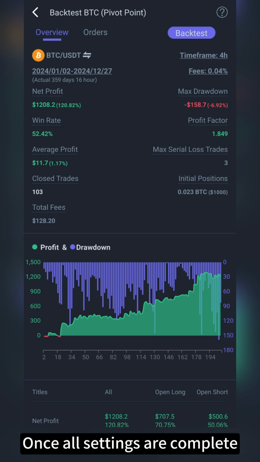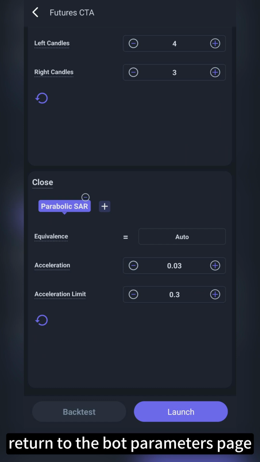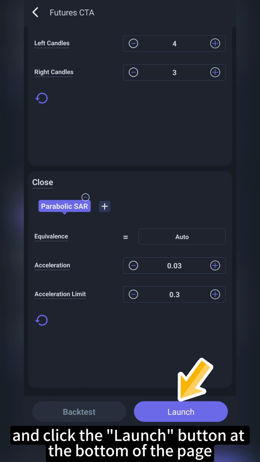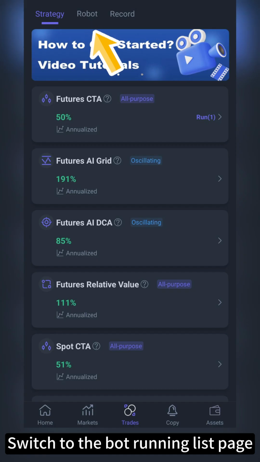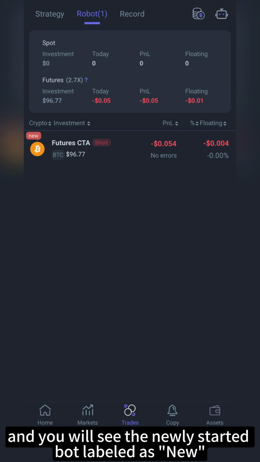Once all settings are complete, return to the bot parameters page and click the launch button at the bottom of the page. Switch to the bot running list page, and you will see the newly started bot labeled as new.